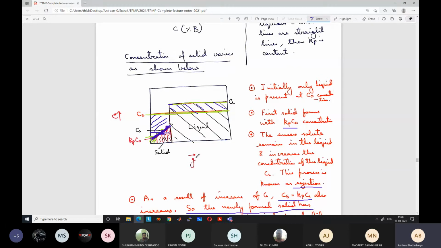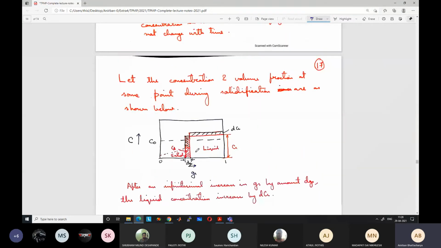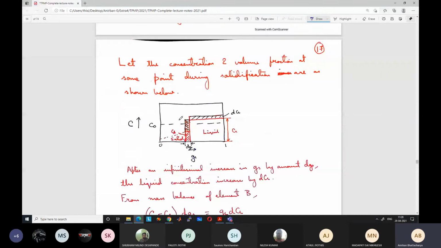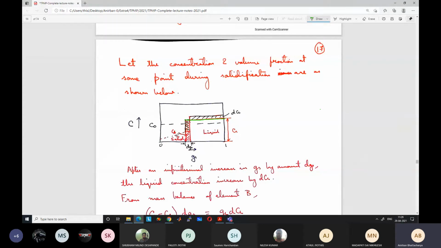During this process of solidification, say we have reached a certain point when the liquid concentration is Cl and the solid concentration is Kp into Cl. This is denoted here. Let the concentration and volume fraction have reached a certain point in solidification as shown below. So at this point, the liquid concentration is Cl and the solid concentration has reached this point, Cs. So we have reached this point.